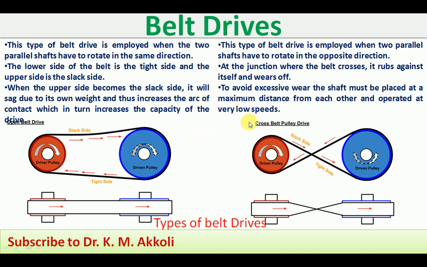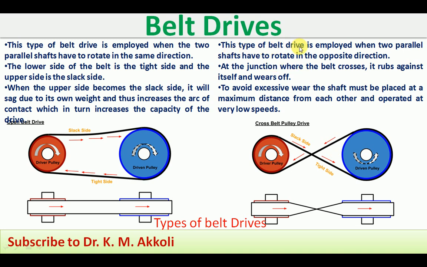The other one is the cross belt pulley drive. Here the belts are crossed. The main intention of this drive is that if the two pulleys are to be rotated in opposite directions, then we use this one. The driver pulley is rotating in the clockwise direction, and the driven pulley is rotating in the anti-clockwise direction. If that is the requirement, we can use this cross belt drive.